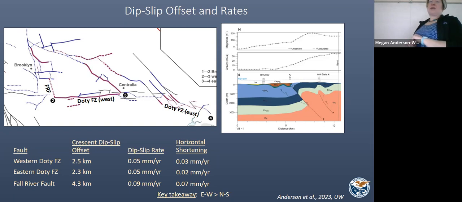Great. So first of all, the shortening rates are going to be less than the dip slip rate. The dip slip rate is slip along the fault, and then the horizontal shortening is what's shown on the right there. So it's a little bit lower. These are quite low rates. And we also noted that it was very consistent that the east-west striking faults like the Doty fault zone have a lower shortening rate than the north-south striking faults like the Brooklyn fault zone.